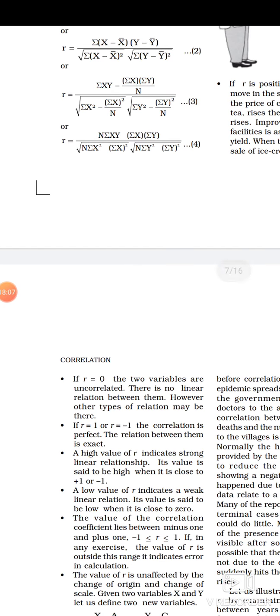If r is equal to 0, the two variables are uncorrelated. There is no linear relationship between them. However, other types of relation may be there. If r is equal to 1 or r is equal to -1, the correlation is perfect. The relation between them is exact.